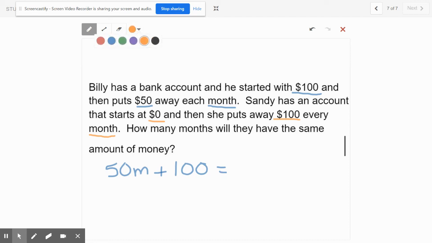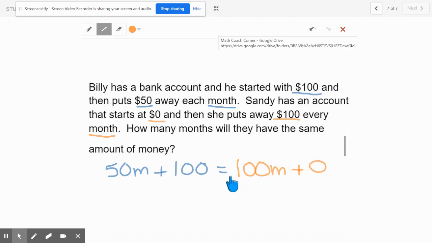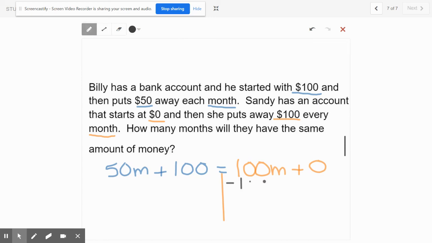The next one, it's $100 every month plus how much? 0. They started with 0 in the account. Okay, bank accounts start at 0. Sometimes people put money in right away when they start a bank account, but it started at 0. No big deal. Now, letters to the left. Now it's just a simple two-step equation. Letters to the left. My bad.